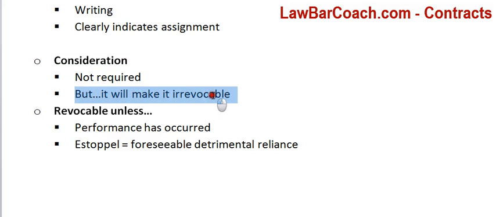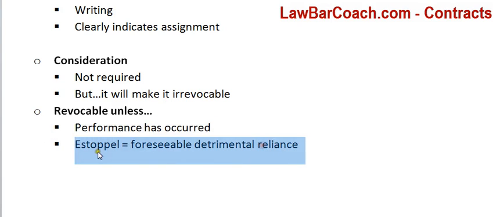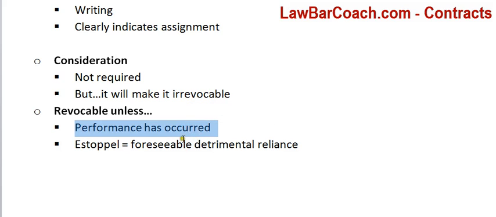But if there is consideration, it makes it irrevocable. If Bill assigns to Steve the right to get his lawn mowed, he can revoke that before performance has occurred. But if Steve said, I'll pay you $10 if you assign to me, then he can't revoke because they've made a contract. Another example is if Steve detrimentally relied and that was foreseeable, then Bill's stopped from revoking.